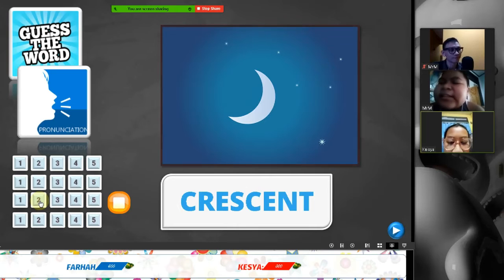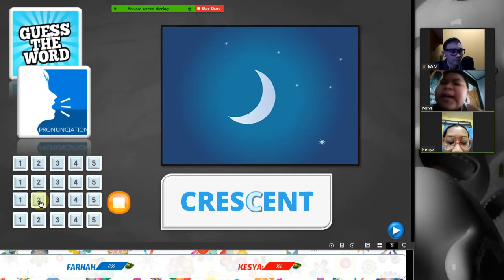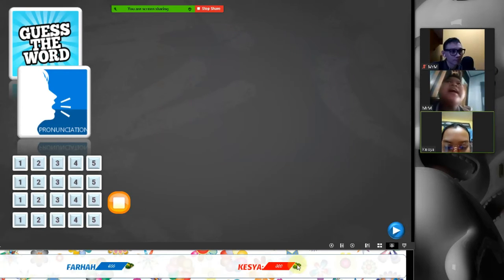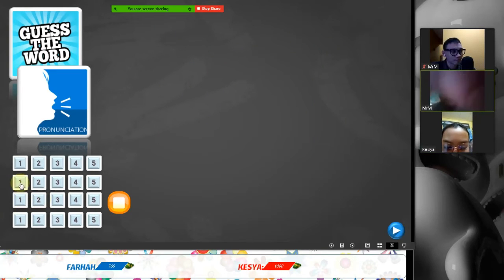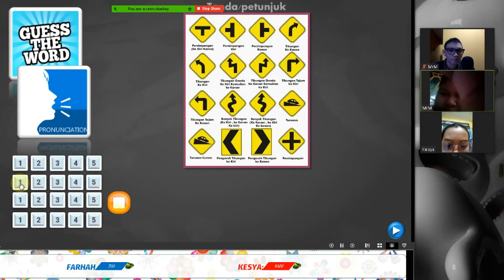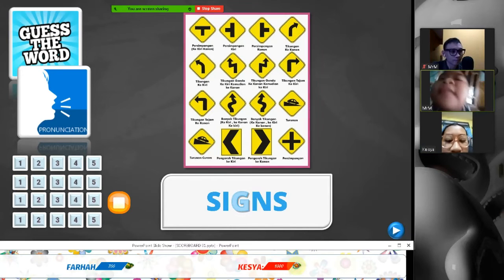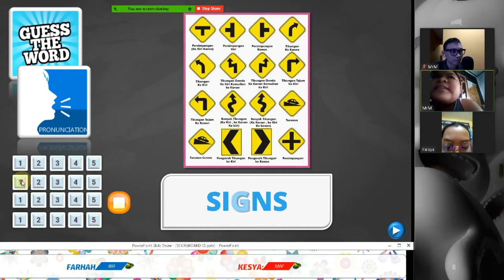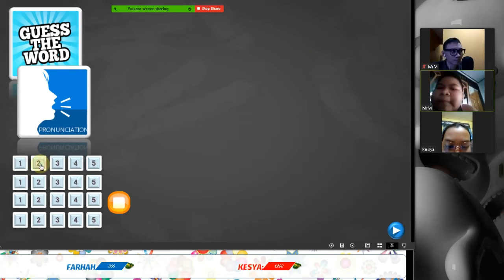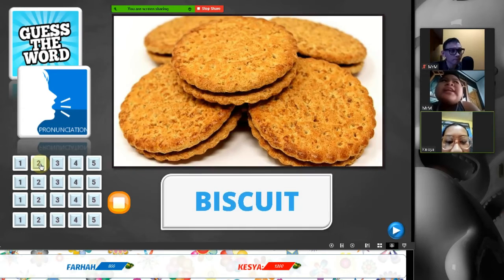Crescent. Silent C. For example, the moon shaped crescent tonight or last night. Sign. Silent G. For example, there's a stop sign in front of my house. Biscuit. Silent U. For example, I ate a biscuit yesterday, or I ate a biscuit today.